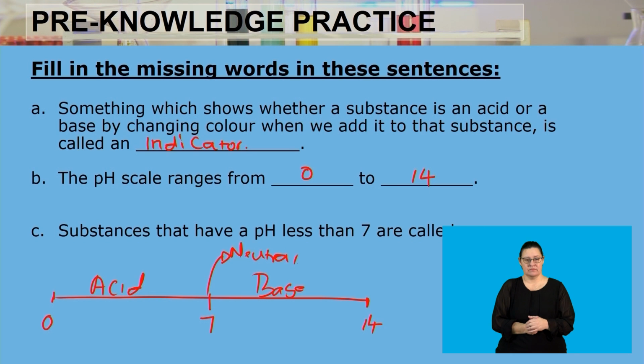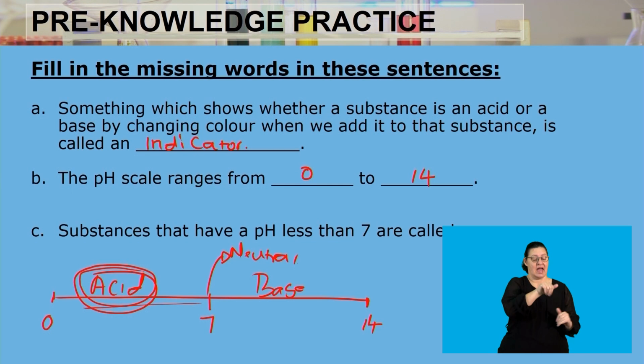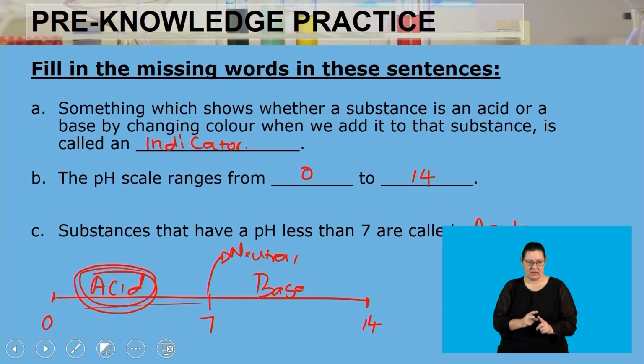And then question C, our last question, says, substances that have a pH that is less than 7 are called... We do know that from 0 to anywhere less than 7, the substances there are called acids. They are called acids.